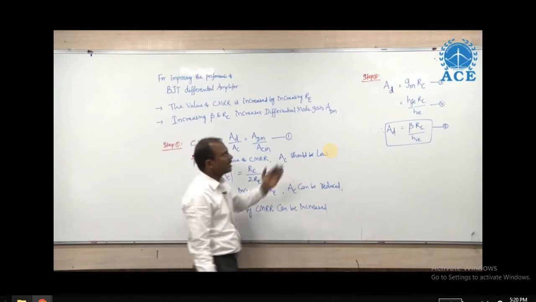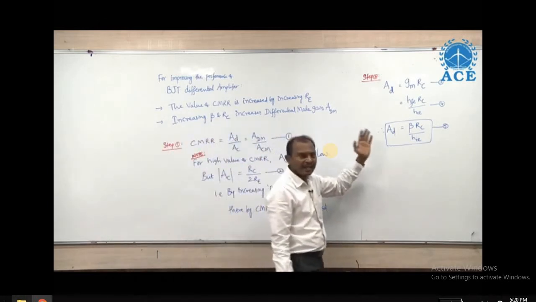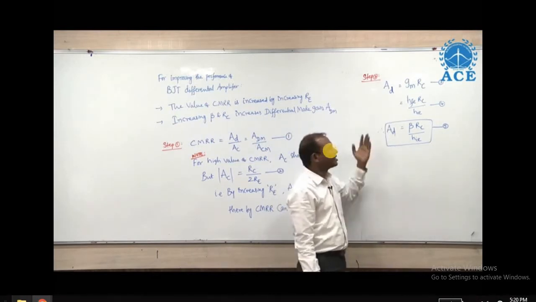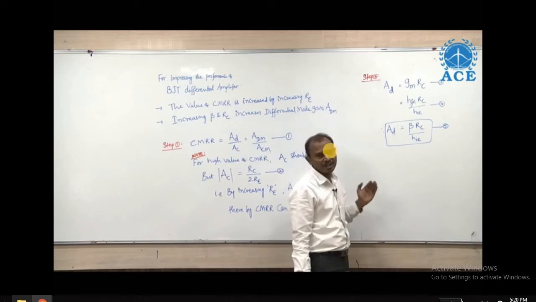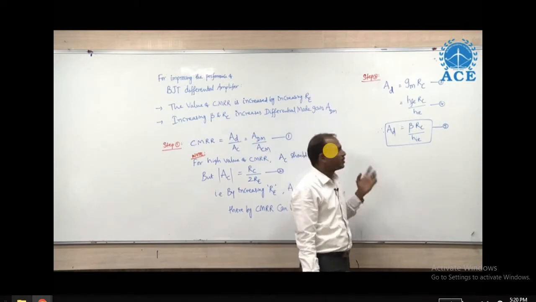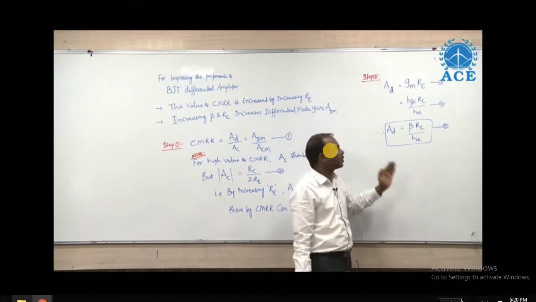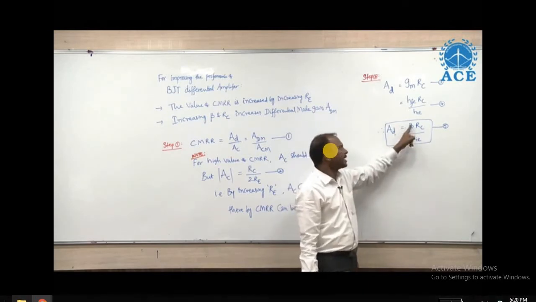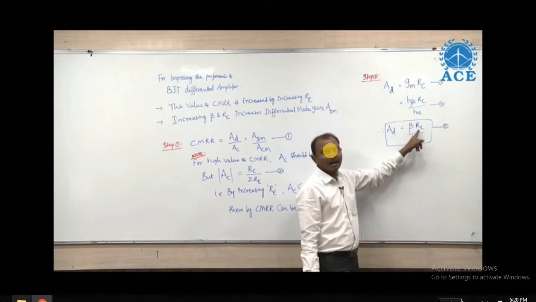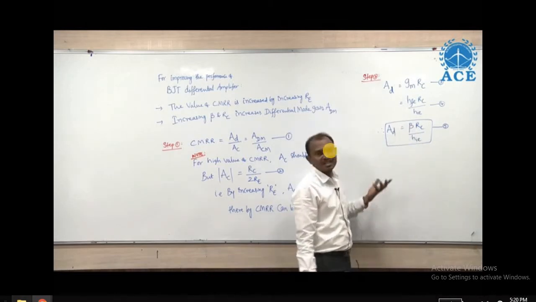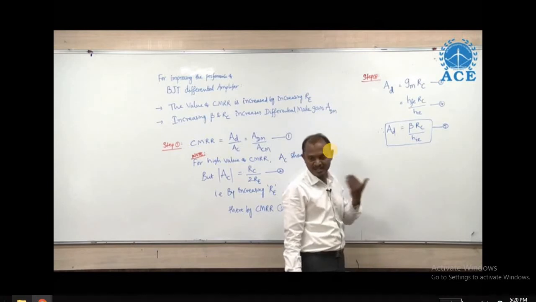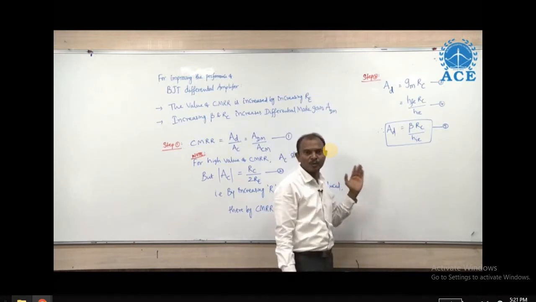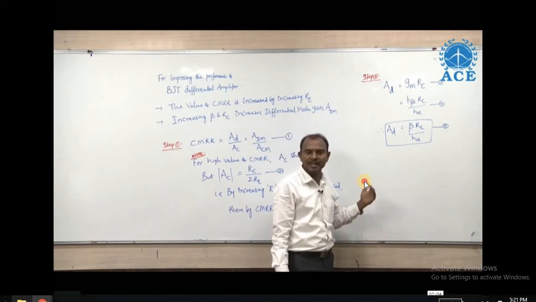On the other hand, the differential mode gain in a dual input balanced output differential amplifier is given by gm RC. But gm is nothing but hfe/hie, and hfe is nothing but beta. Therefore, differential mode gain equals beta RC/hie. Therefore, by increasing beta and RC, we can increase differential mode gain. That means statement 4 is also correct. Altogether, statements 2 and 4 are both correct. That means option D is correct.